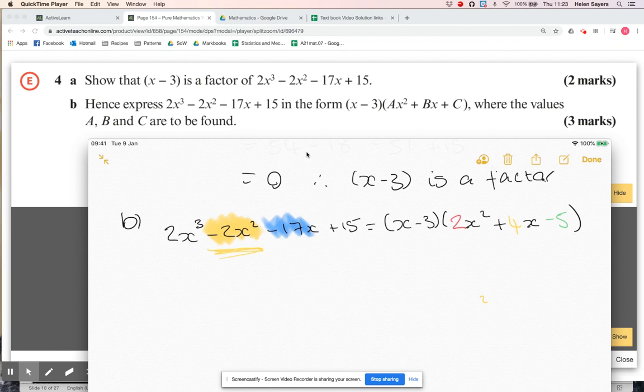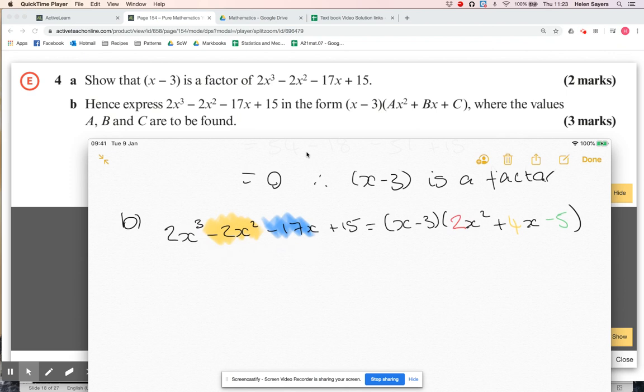Okay, so if I look at the 17x, if I go back to the right-hand side, where am I going to get an x term? Well, I'm going to get an x term from the -3 times the 4x, and from the x times the -5, and yeah, looking good. Those two would give me -17x, so I can just use that as a bit of a check. Okay, so that's us done. Yeah, A is 2, B is 4, and C is -5.